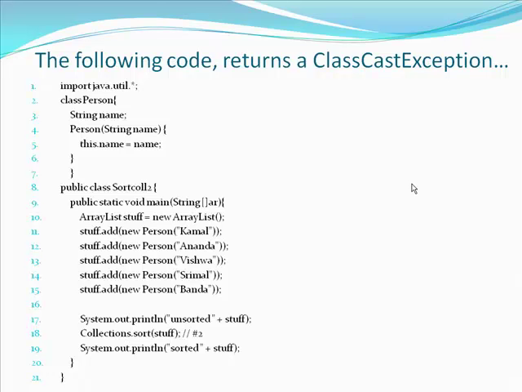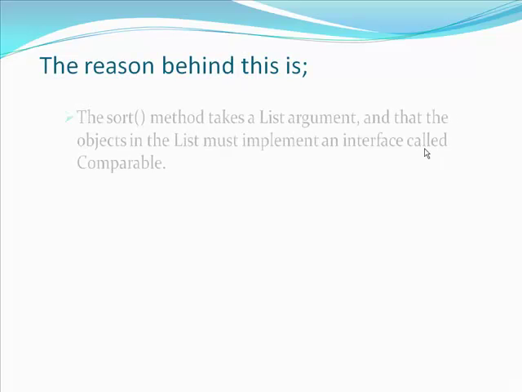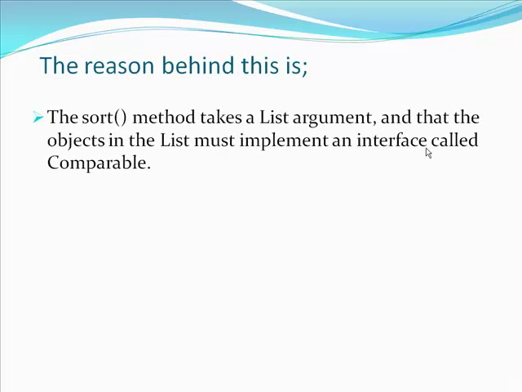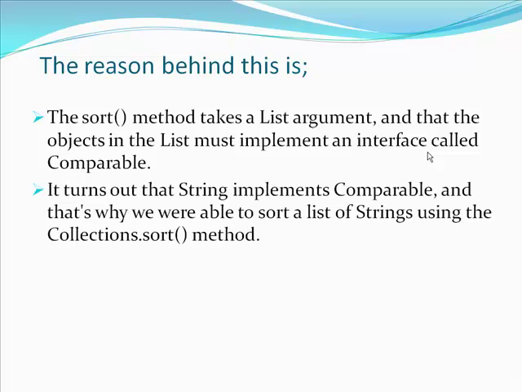When we compile this program we get a compile error at line number 18. Why does this happen? Let's examine that. The sort method takes a List argument, and the objects in the list must implement an interface called Comparable. It turns out that String implements Comparable, and that's why we were able to sort a list of strings using the Collections.sort method.